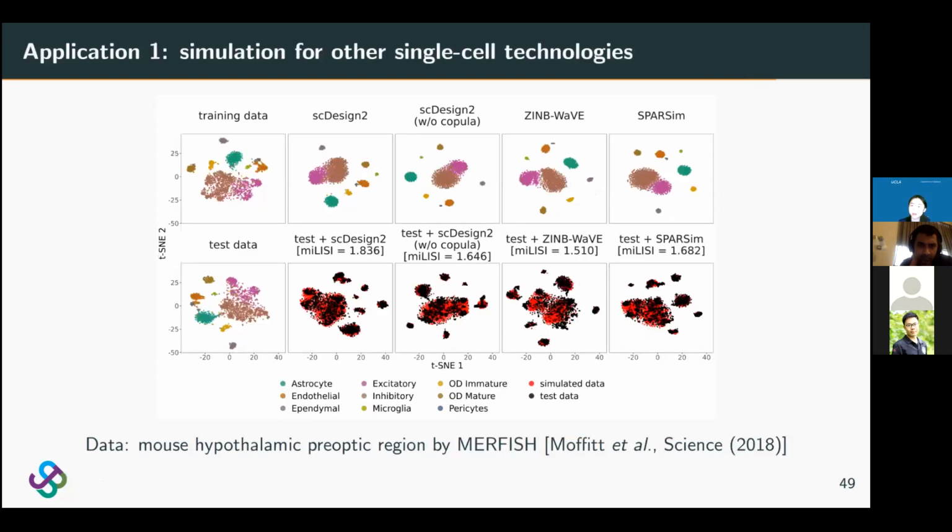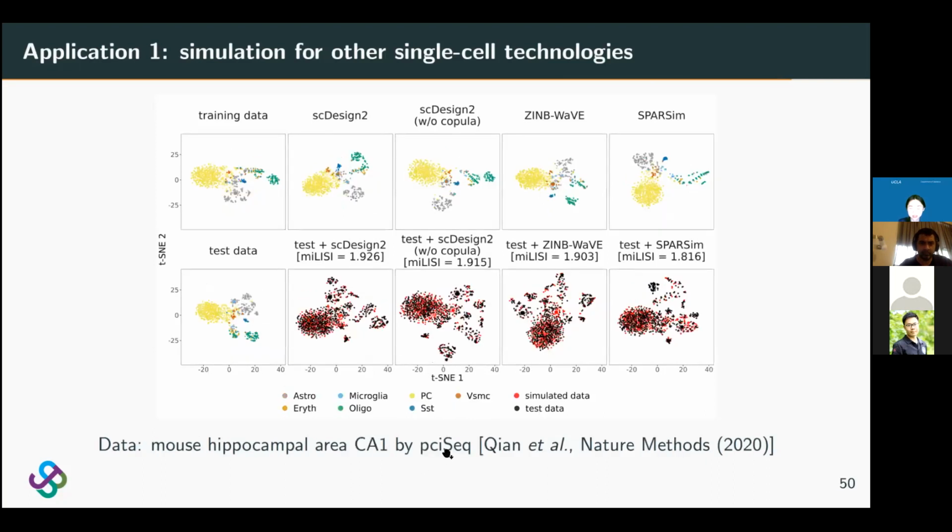Okay, now application one. We want to argue that our simulator is not just applicable to single-cell RNA-seq data, but also other single-cell technologies, as long as the data are counts. So here we show that for the MERFISH data, the spatial data, please note that here we didn't aim to generate spatial coordinates, just the counts. Still, the synthetic counts mixed well with the test data as before, better than other simulators do. This is for MERFISH. And this is for another spatial technology called pciSeq. So we're still doing the best in terms of the mixing.